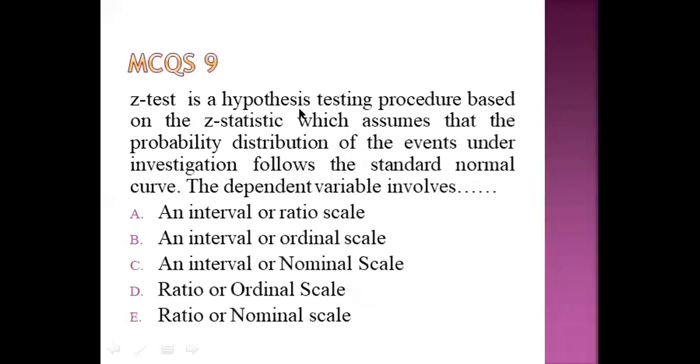MCQ 9. Z-test is a hypothesis testing procedure which is based on Z statistic and it assumes that the probability distribution of events under investigation follows the standard normal curve. In Z statistic, the dependent variable should always be on an interval or ratio scale, interval or ordinal scale, or interval or nominal scale. A, interval or ratio scale. Yes, it should be on a quantitative, interval or ratio scale.